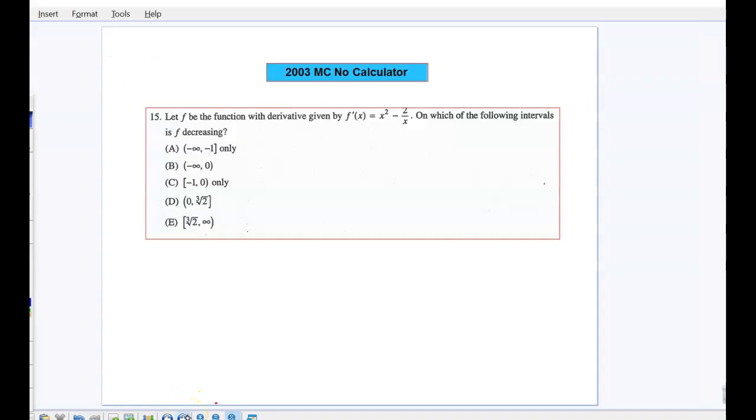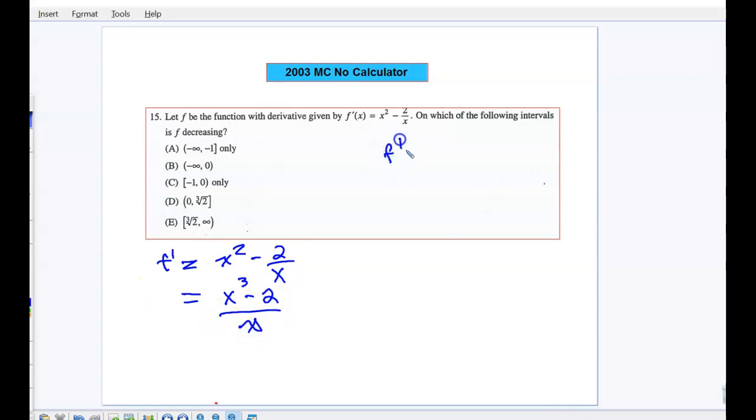Okay, here's a multiple choice question from the 2003 AP exam, and it says, let f be a function with the derivative given as the following. Where is the function decreasing? So they already gave us the derivative. My derivative in this case was x squared minus 2 over x. If we were to get a common denominator and combine these, this would be really x cubed minus 2 over x, which is the same thing.